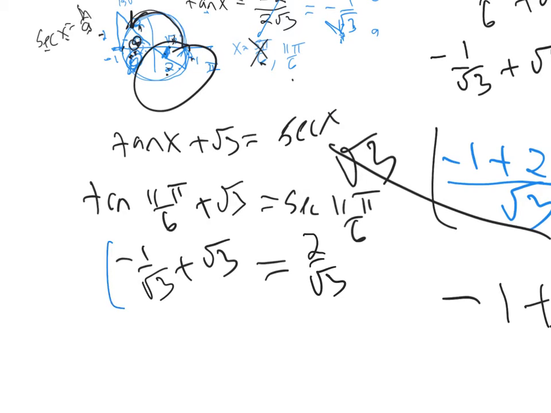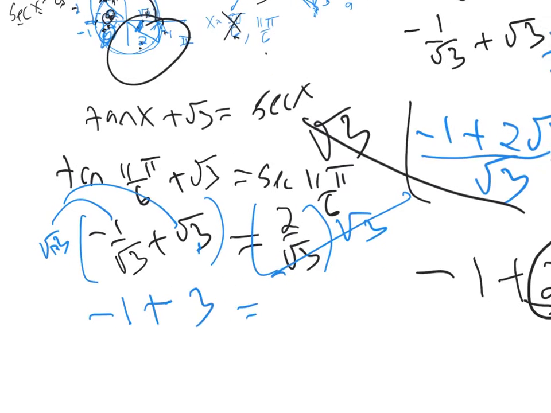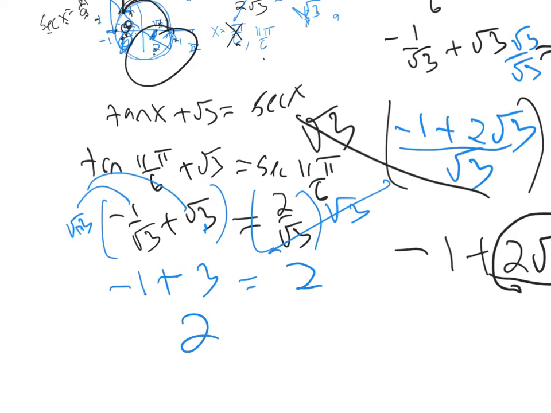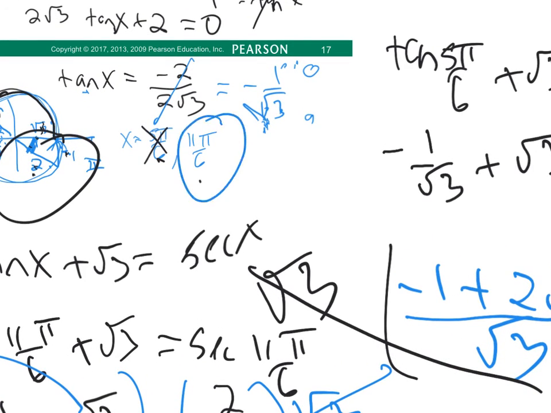Let me multiply both sides by square root of 3, just to get rid of this denominator. Gone. Distribute this, gives me a negative 1, plus square root of 3 times square root of 3, square root of 9 is 3. And that gives me a 2. Let's see. 2 equals 2. That answer works. That means I only have one solution.